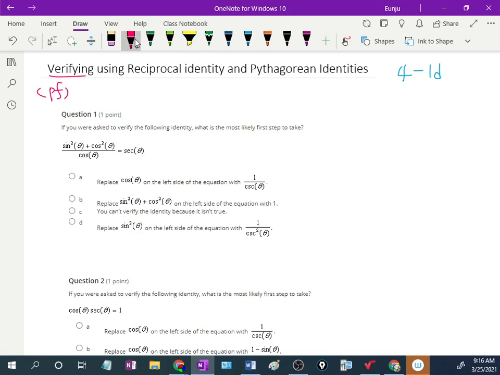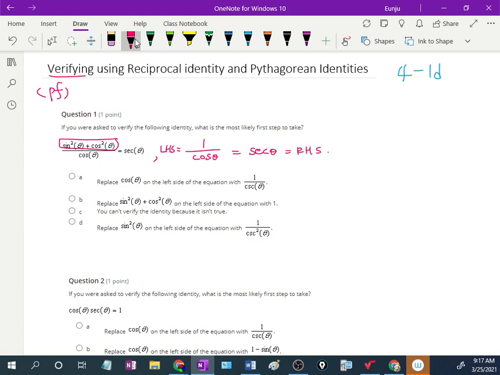Okay, if this is the question, what is the first step? So I see Pythagorean identity here right away. Do you see it? Square sine, square cosine. Sum is 1, right? So next step will be replacing that with 1. So left-hand side is going to be 1 over cosine theta. By using reciprocal identity, next step will be secant theta, which is right-hand side.